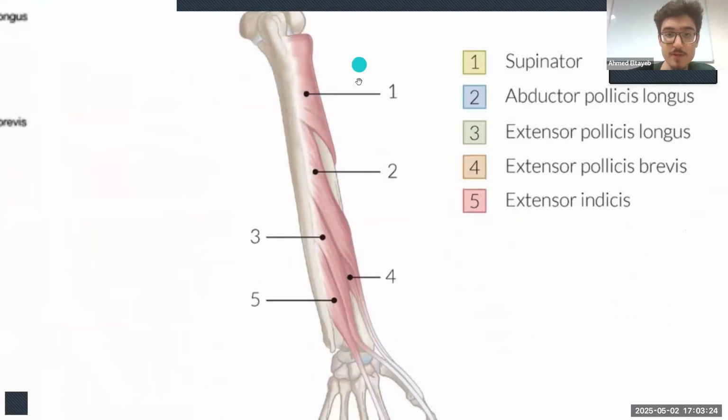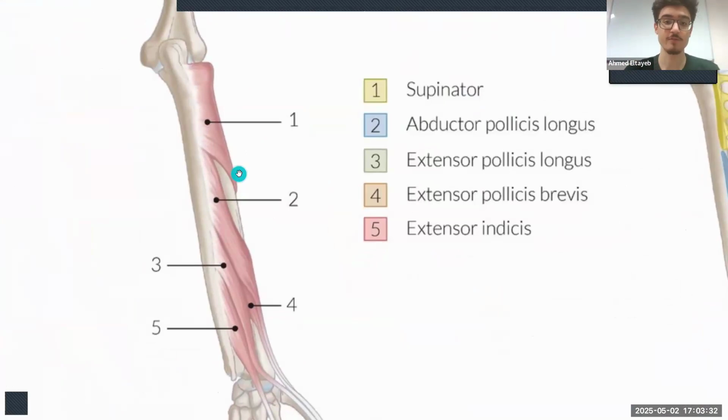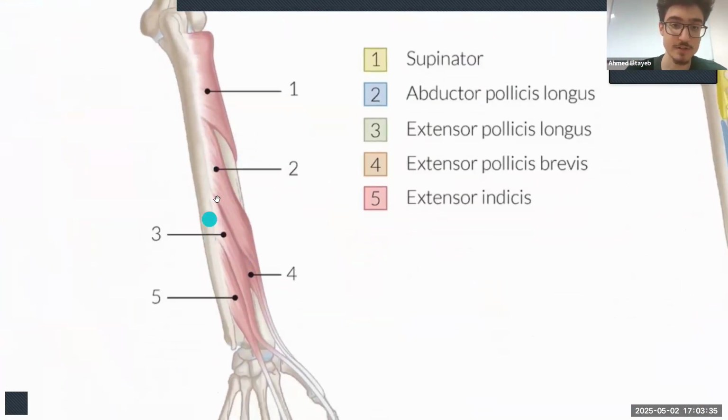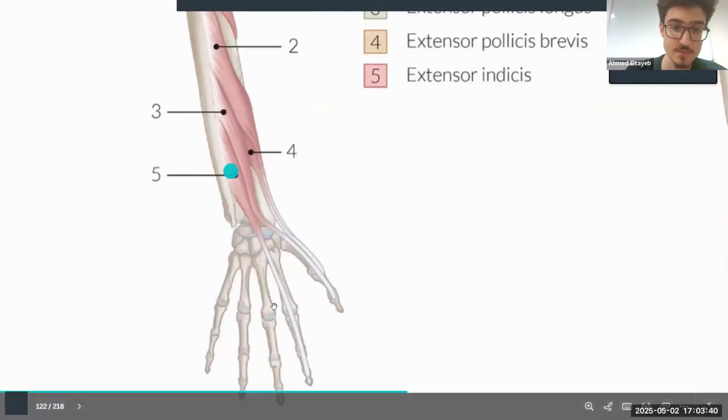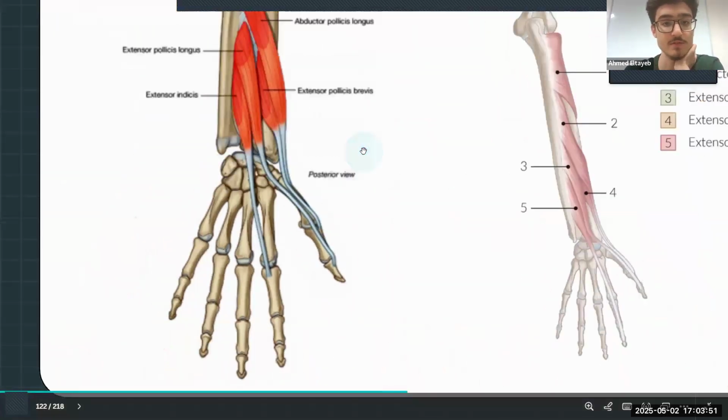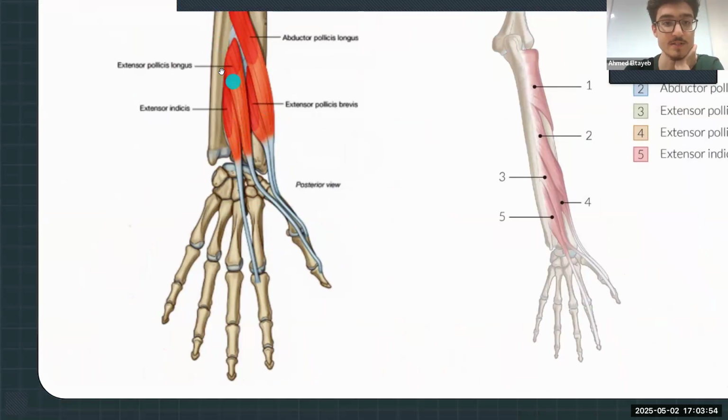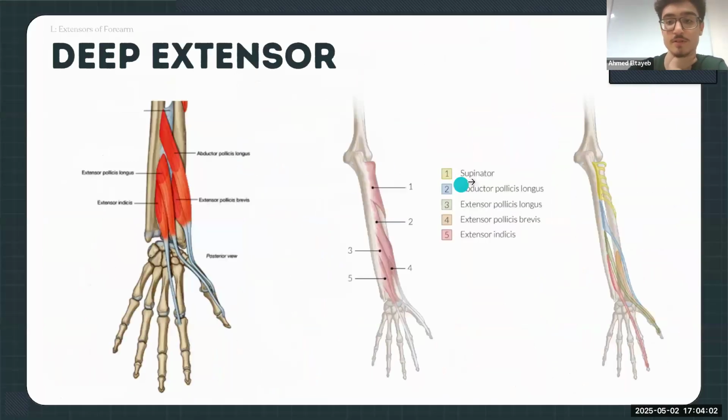You can see how it's wrapping around both the ulna and the radius, so it's responsible for the supination movement. You have abductor pollicis longus, extensor pollicis brevis, longus, and even extensor indicis. You see how it's going specifically to the index finger. So you have extensor digitorum going to all four, and then you also have extensor indicis backing it up, going straight to the index finger. This is another view of these muscles. So this is extensor indicis, this is extensor pollicis longus, this is extensor pollicis brevis. You can see how much shorter it is, and even abductor pollicis longus.